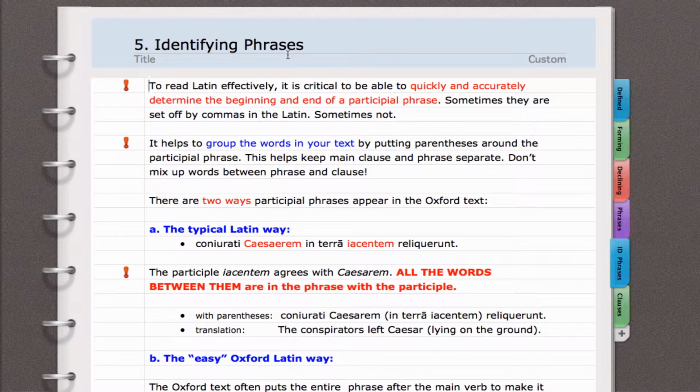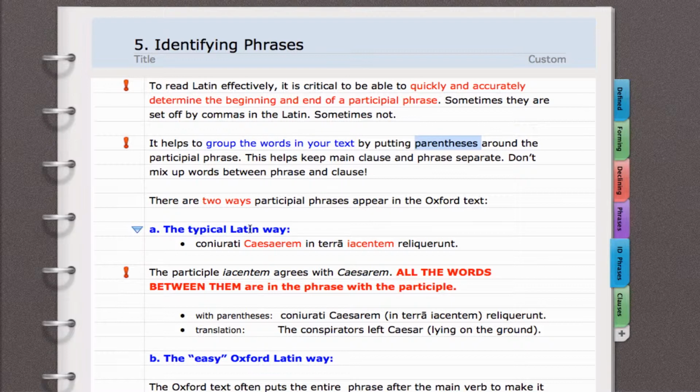Identifying phrases. One of the critical things you need to do is identify the beginning and the end of a participial phrase. Sometimes they help you out by setting phrases off by commas, but sometimes not. It is critical that every time you encounter a participle, you find the beginning and the end of the phrase, because you cannot mix words in the phrase with the words that are in the main sentence. That really screws things up. So one way to help you do that: group the words in the text by putting parentheses around the participial phrase. Participial phrases in the Oxford text at least appear in two different ways.